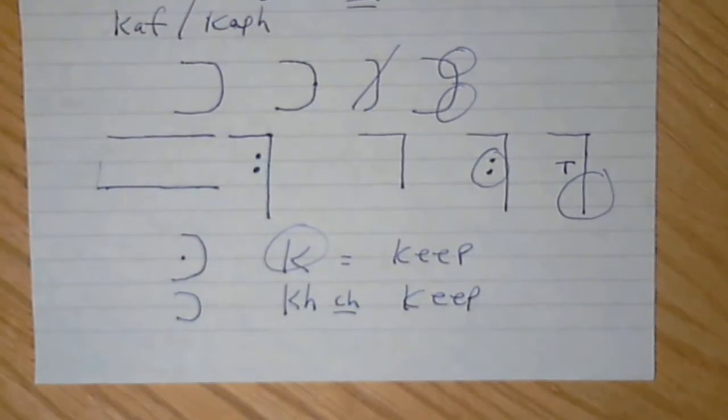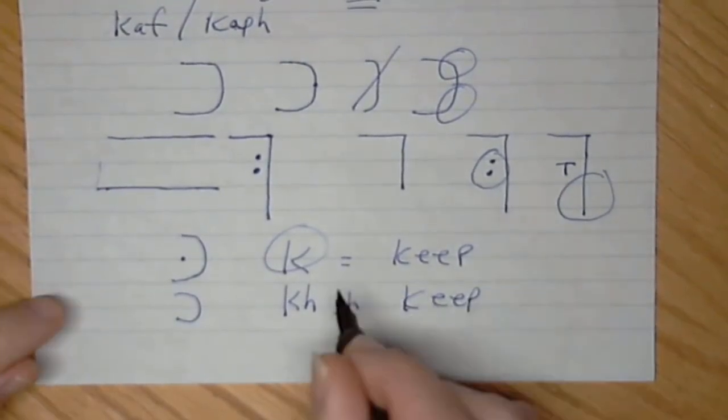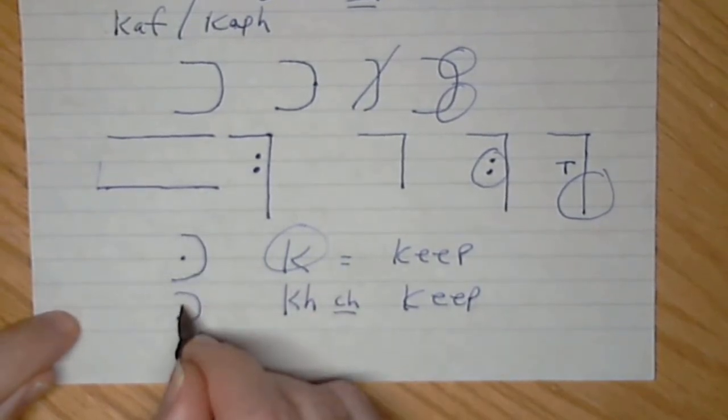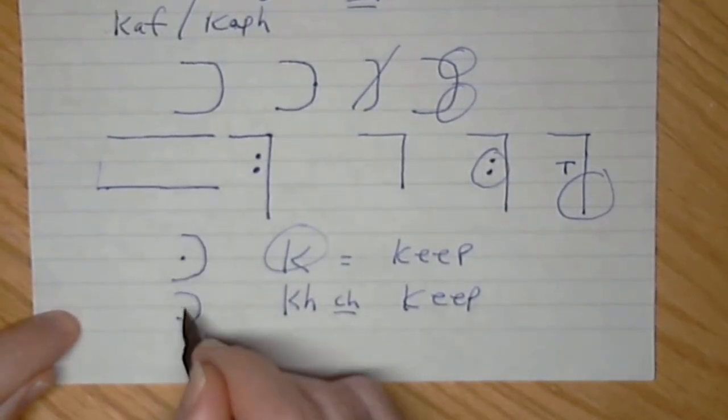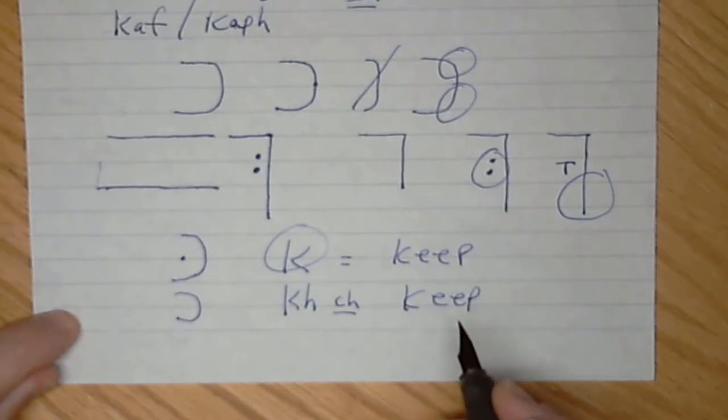So check your grammar out. Many modern grammars just make the K the same whether it's got a dagesh dot or not. So with a dot, without a dot, it's going to have the same pronunciation. And that will depend on your grammar. So that is the kaf.